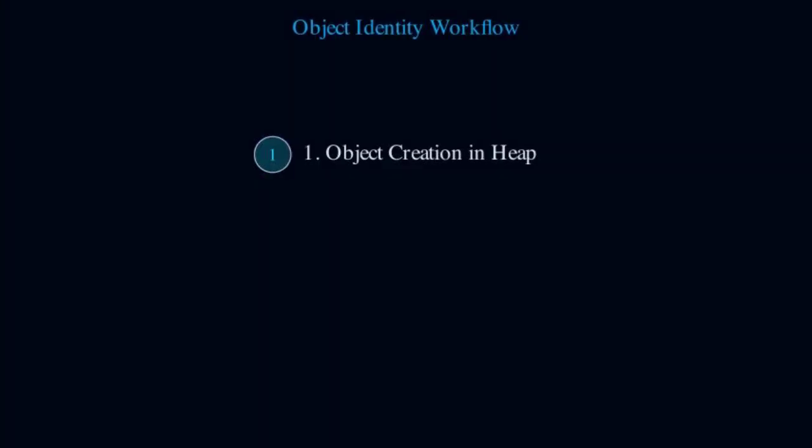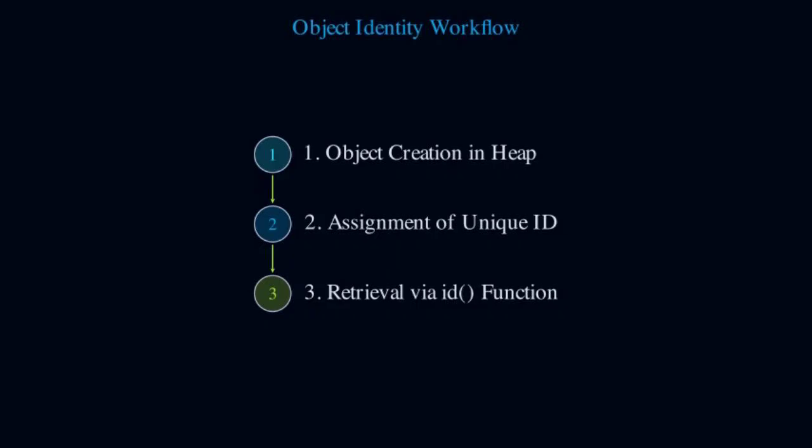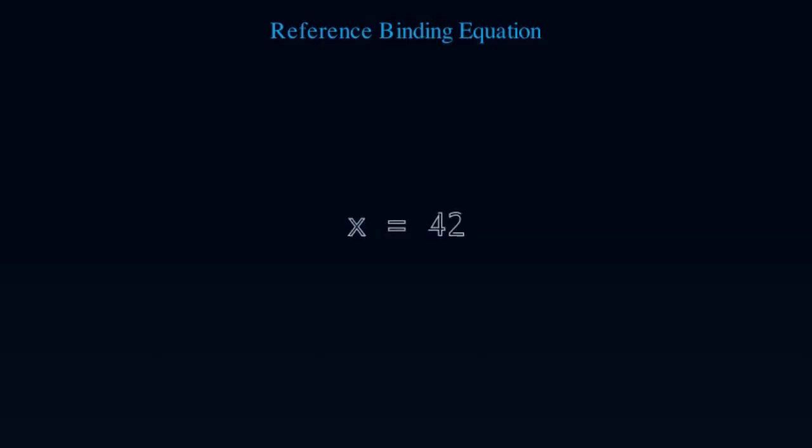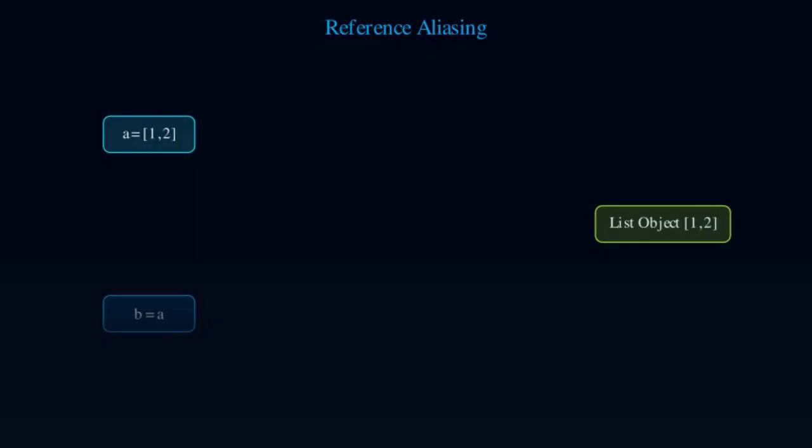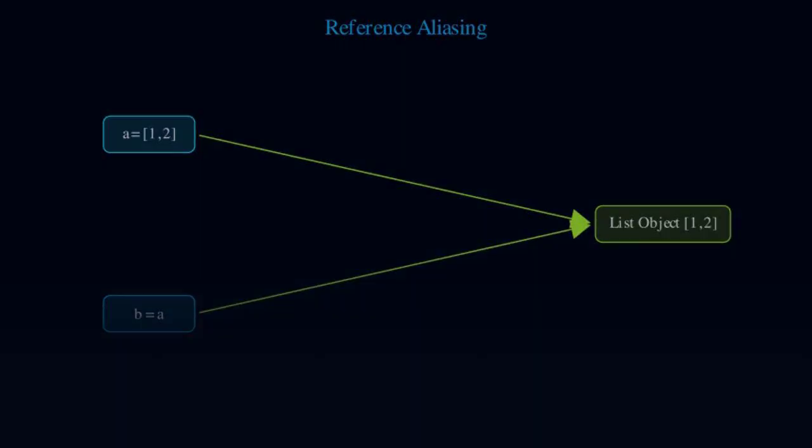Every single object created in Python gets a unique memory address and a permanent identifier accessible via the id function. When you execute an assignment statement, Python binds the variable name to the target object's memory location without copying data. Multiple variables can reference the exact same underlying object, creating aliases across your running program.